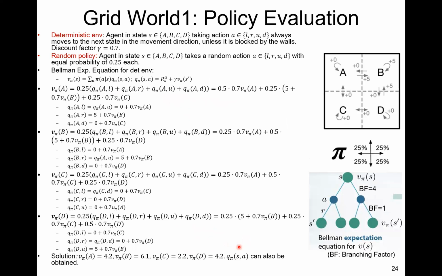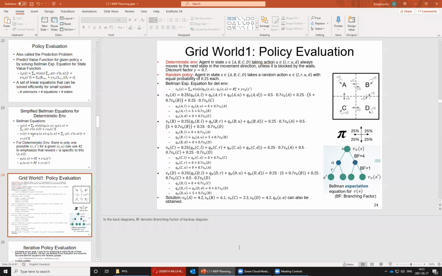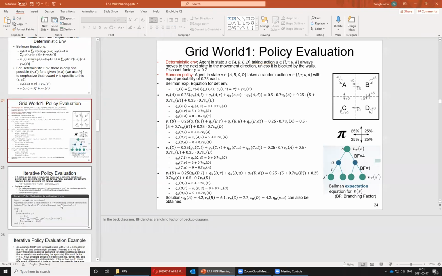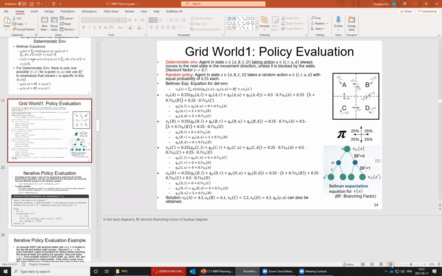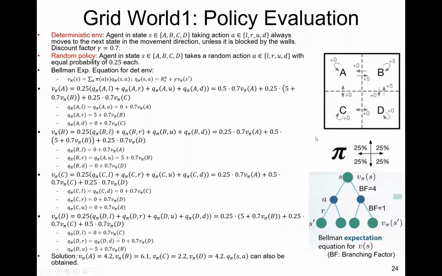So here's a toy example of a grid world. Let's work through it. This is a simple grid with 4 states. In each state, you have 4 possible actions: left, right, up, or down.